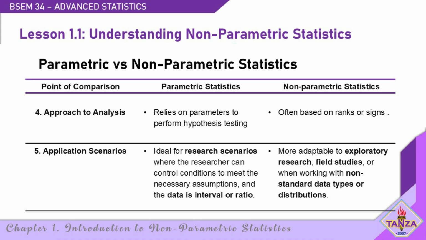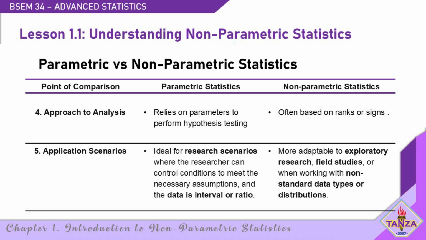Point 5. Application scenarios. Parametric statistics. Best used in controlled research environments, where the data follows all the rules. The data needs to be interval or ratio type, and the assumptions like normal distribution must be met. Non-parametric statistics. Great for exploratory research, fieldwork, or any situation where things might be unpredictable. Works well when you have non-standard data types, like rankings, categories, or unevenly distributed numbers.